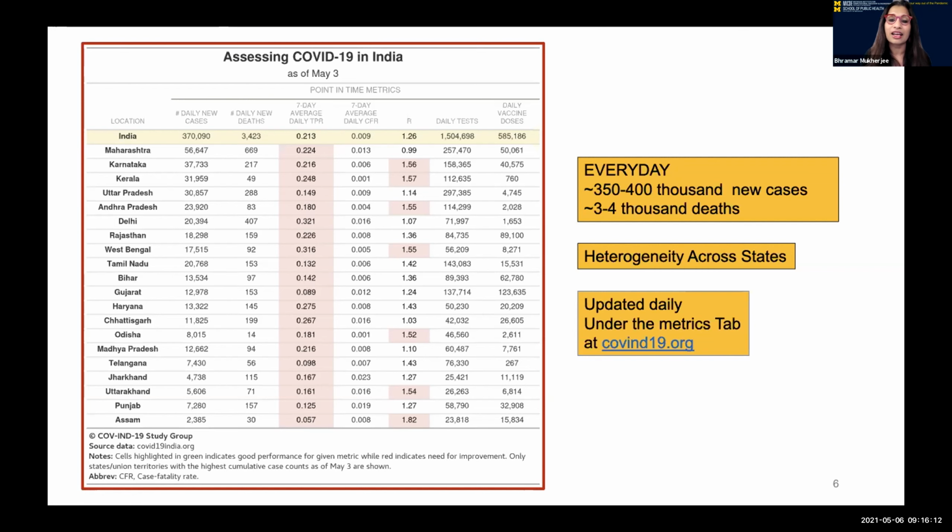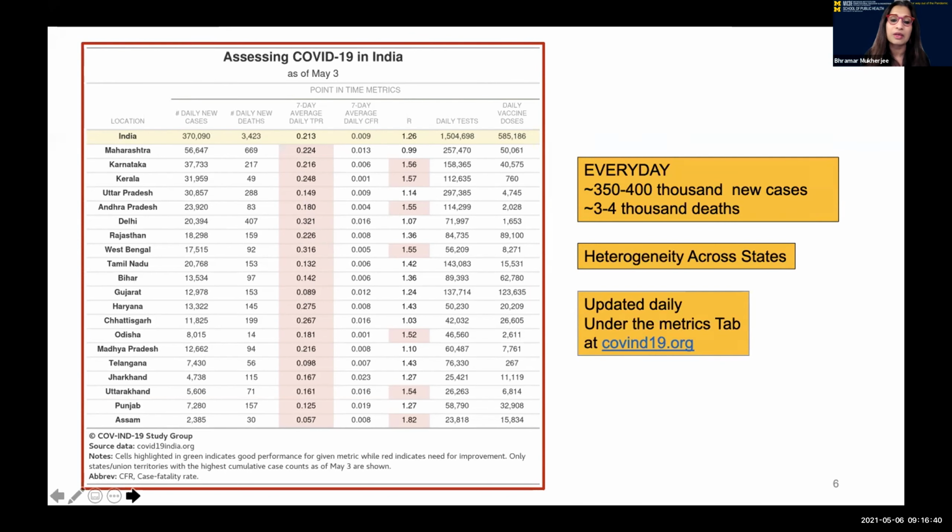And our app actually provides a snapshot, a point in time evaluation of the different states in terms of daily new cases, daily new deaths, 7-day average TPR, case fatality rate, R, and so on. So this has been very helpful for policymakers to take as a one-page summary, and we have had many visits to the app. And I'd like to say that building this app has been the main contribution of this work.